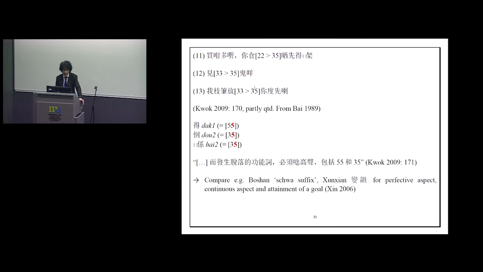But as Professor Gok points out, native speakers have no problem telling you what this type of tone change means. And it's the same that you find, for instance, for Boshan, for the schwa suffix that I said before, or even bianyun. It can be used to express perfective aspect, continuous aspect, the same kind of meanings that you see here, with the same form.